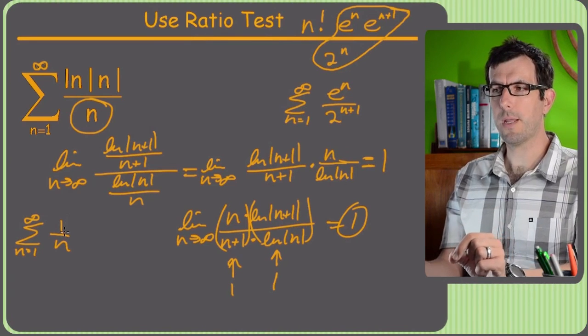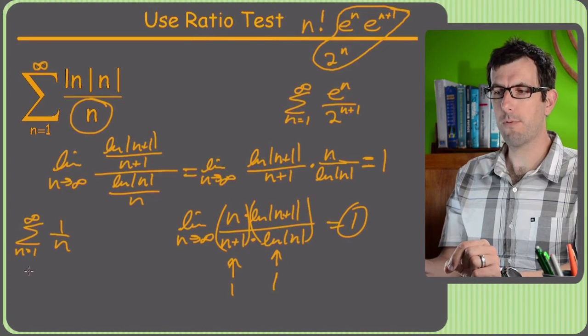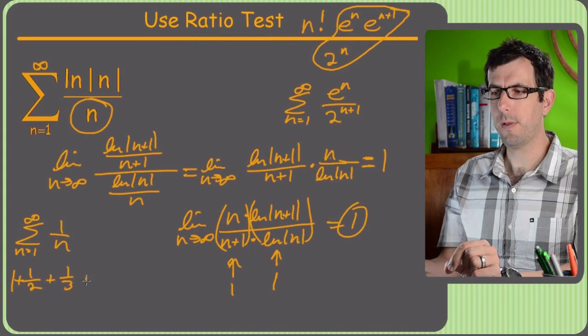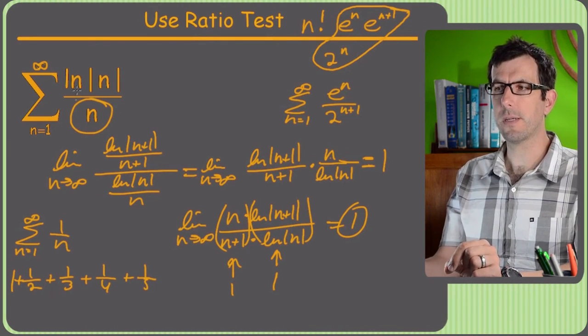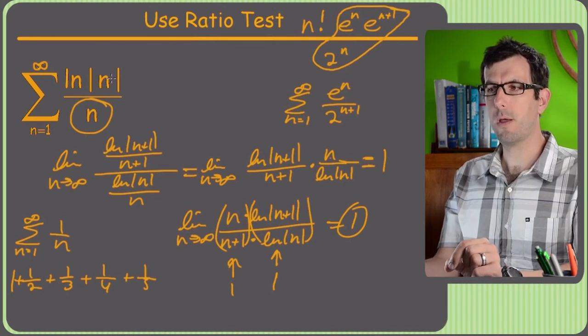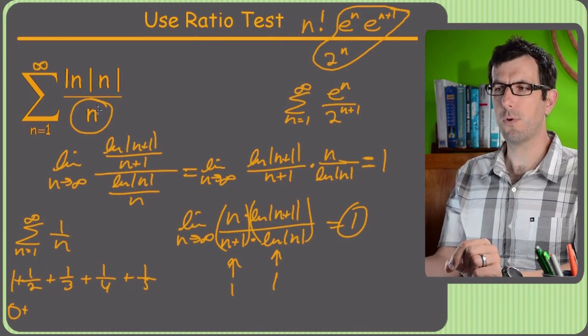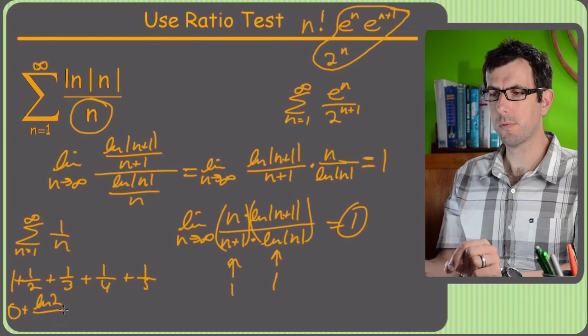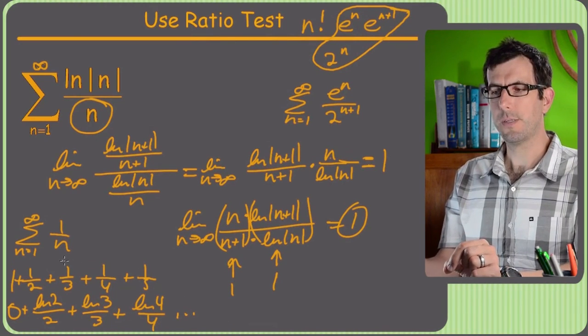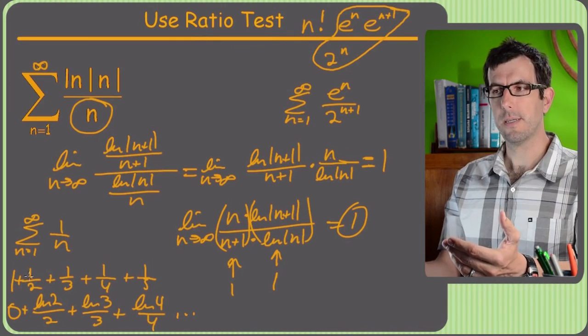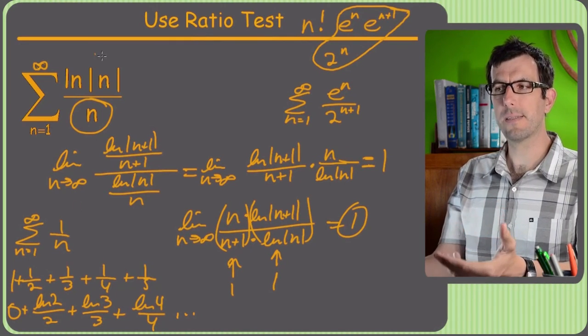It's not super straightforward, but I'll show you that the terms of harmonic will be 1 over 1 plus 1/2 plus 1/3 plus 1/4 plus 1/5. And then the terms of this series are going to be ln of 1, which is 0, and then ln of 2 over 2, plus ln of 3 over 3, plus ln of 4 over 4, dot, dot, dot. So for the comparison test, I suspect this thing diverges, right?